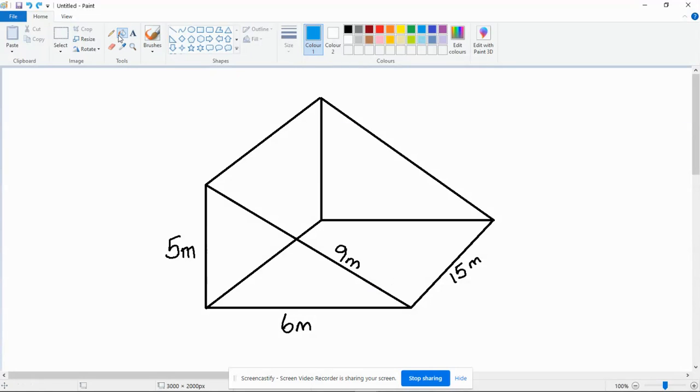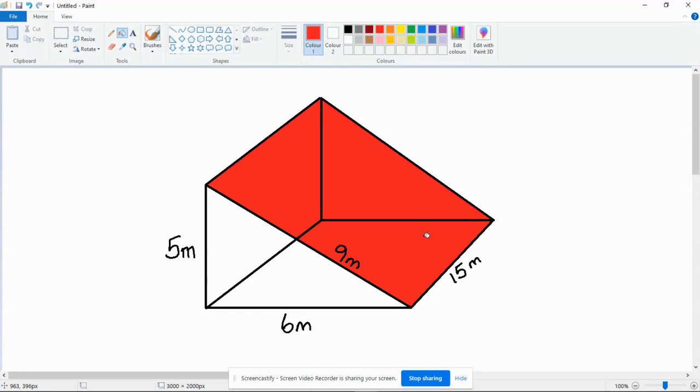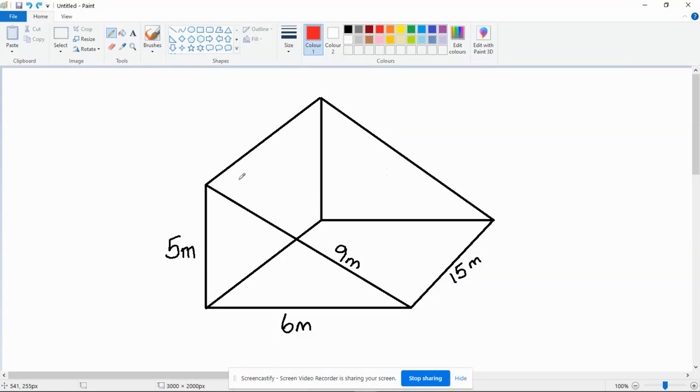So the first part we're going to do is figure out the top, which would be this. If you just look at that and ignore the other numbers, the calculation we need here is 9 along here times 15, because area is length times width. So 9 times 15 right there.